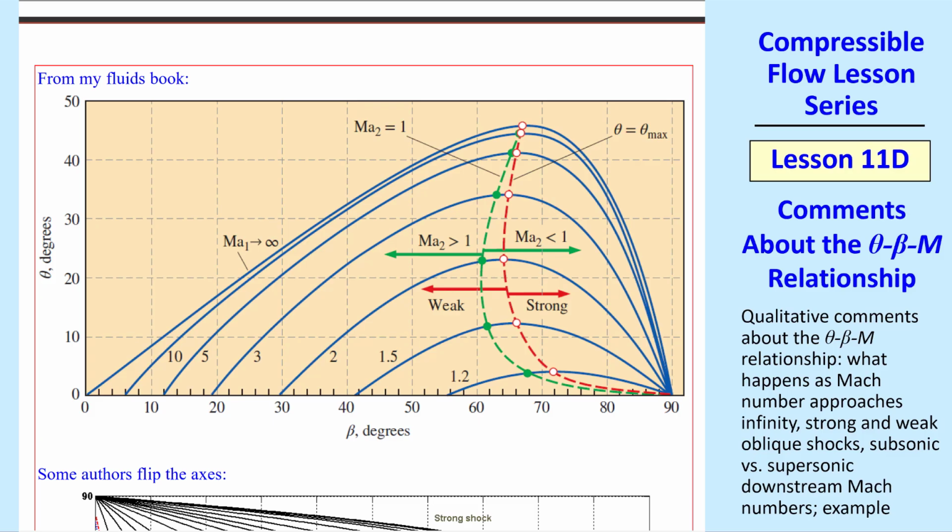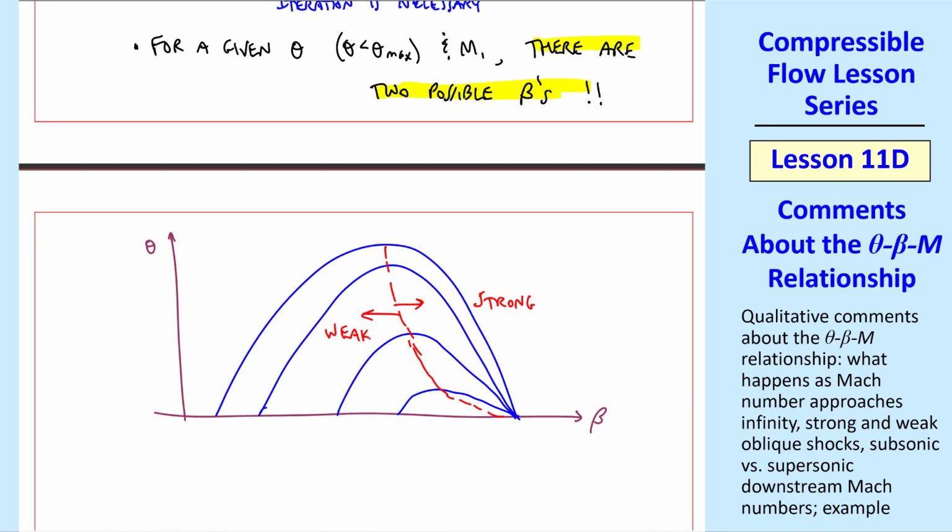On our Theta-Beta-M plot, if we have a given theta and some M, suppose for example we're at 20 degrees theta and M1 is 3, I get a beta there and another beta there. One to the right of theta max and one to the left of theta max. We identify these as the strong oblique shock to the right and the one to the left as the weak oblique shock, which I also sketch here.